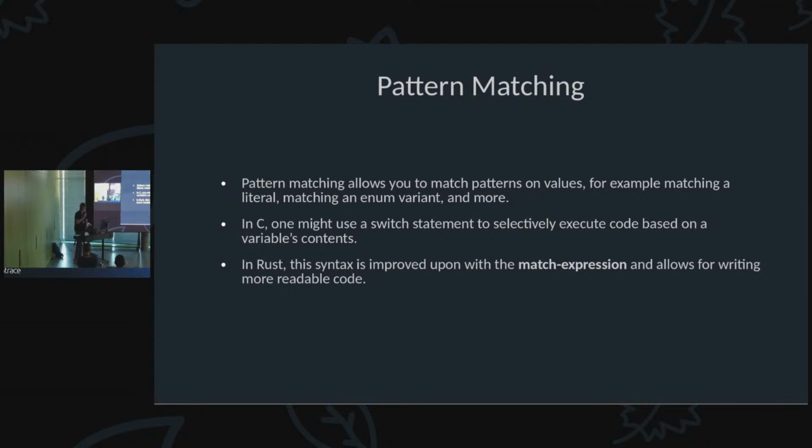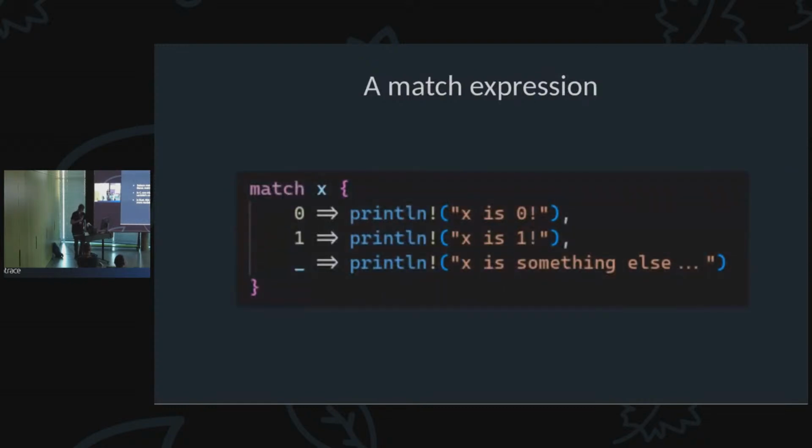Now, pattern matching, which I didn't really think was a thing before I even touched Rust. It's such an amazing concept, honestly. Makes code so much better. It allows you to match patterns on values, for example, matching a literal, an enum variant, a struct variant, more. In C, for example, you would use a switch. In Rust, the switch syntax is improved upon with a match expression that allows writing more readable code. And it looks something like this, which I think is better than case 0, print line, and then a break.